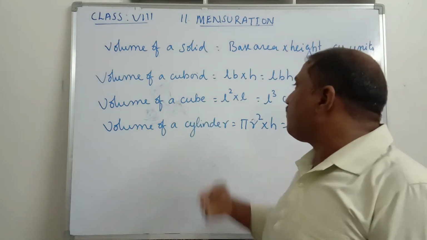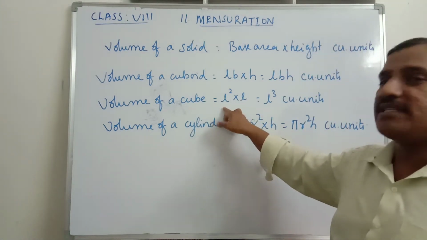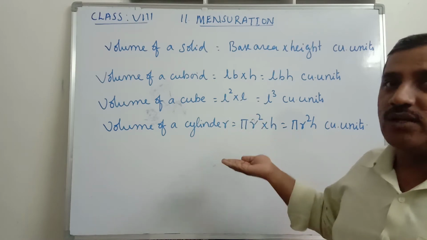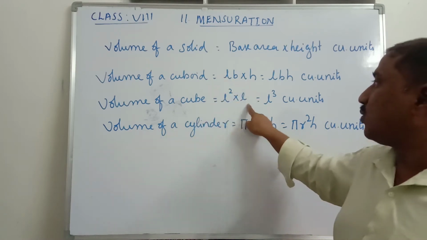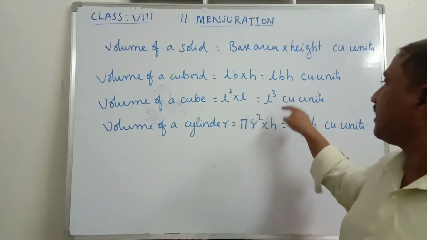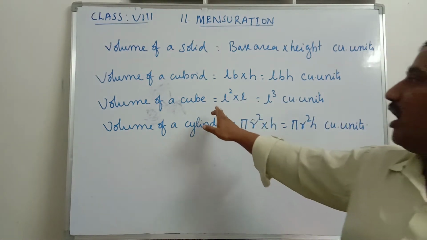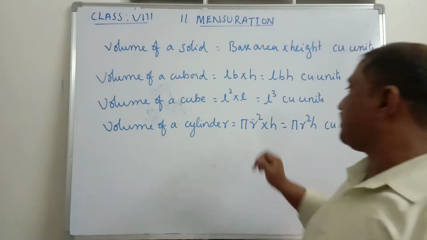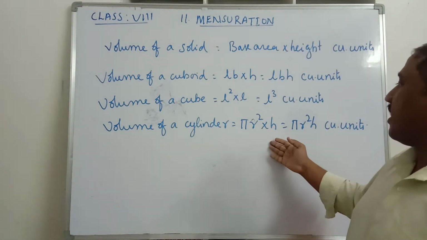Similarly, the volume of a cube is area of the base into height. The base is in the shape of a square, that is L into L, side into side, L square, and height is also L. Therefore it is L square into L, which is L cube units. So volume of a cube is L cube units and volume of a cylinder is pi r square into h.